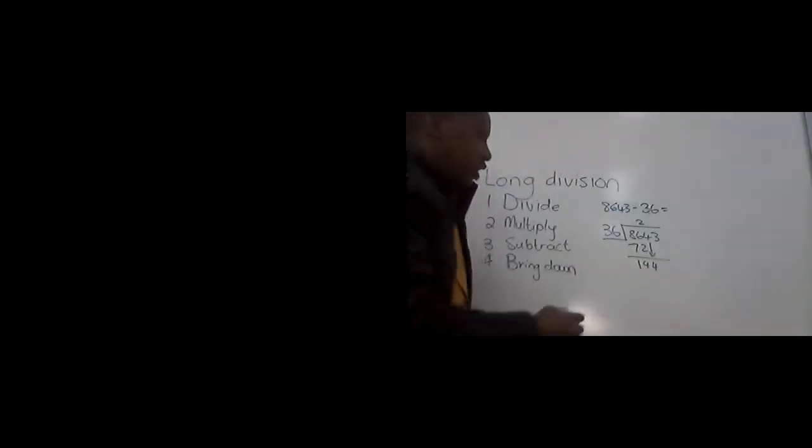Okay, as we bring down the 4 and the 3, we ask ourselves, how many times does 36 go into 1,443? That will be 40 times. So we have our 40 there. 40 times 36 gives you 1,440. So we have divided, we have multiplied, we now subtract. 3 minus 0 is 3, 4 minus 4 is 0, 4 minus 4 is 0, 1 minus 1 is 0.